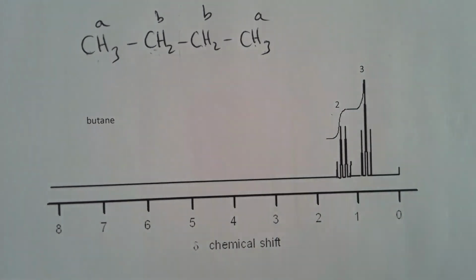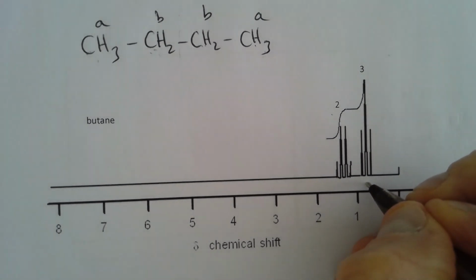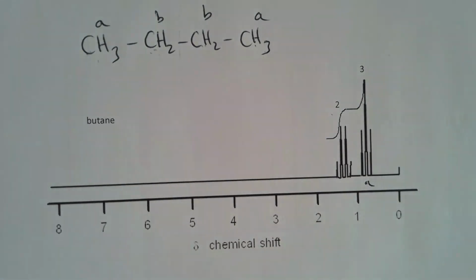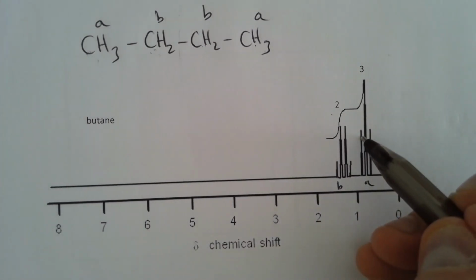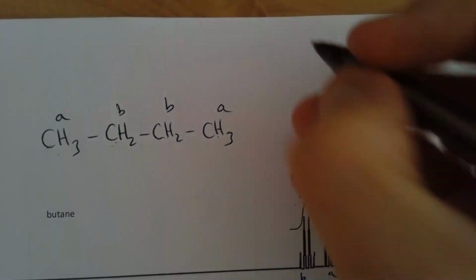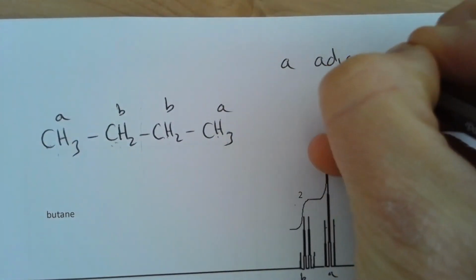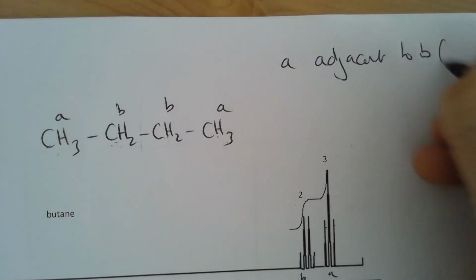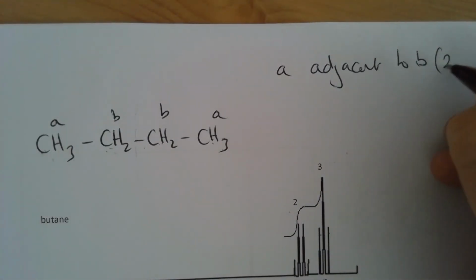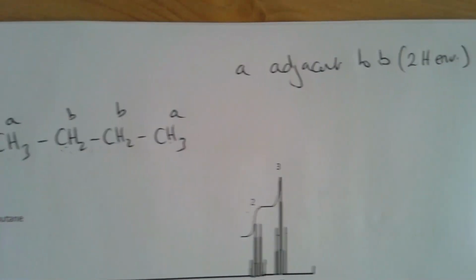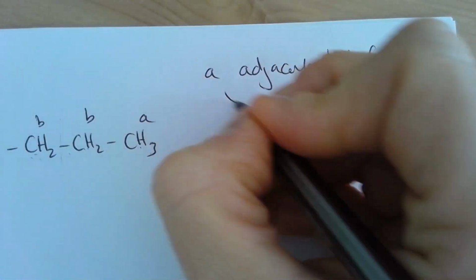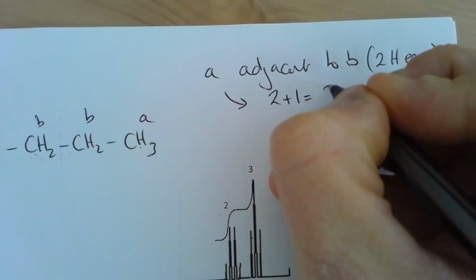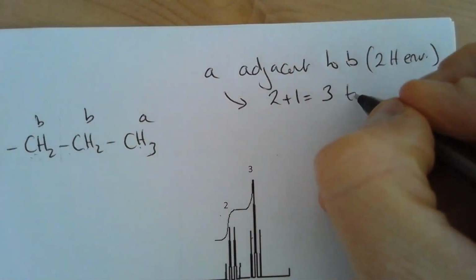That explains it. So we can automatically predict environment A as being the 3 hydrogen environment, and environment B being the 2 hydrogen environment. But let's explain the splitting. We've got a quartet here and we've got a triplet here. Let's have a look at environment A. A is adjacent to B, and B is a 2 hydrogen environment. So the trace from A is going to be split into 2 plus 1 equals 3, a triplet.